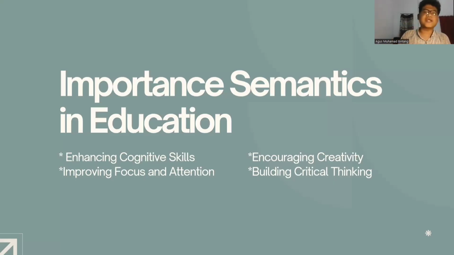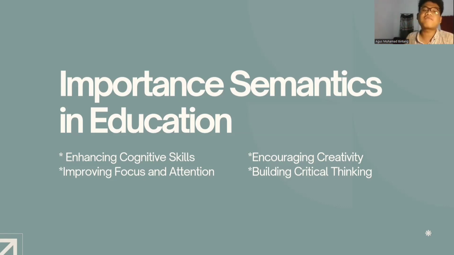The next part is about the importance of semantics in education. If semantics is applied in education, the first thing students gain is enhanced cognitive skill. For example, for other students the word red might just mean a color, but for linguistics students it could be an expression of anger, or of mood, and so on. That's why it enhances cognitive skill.